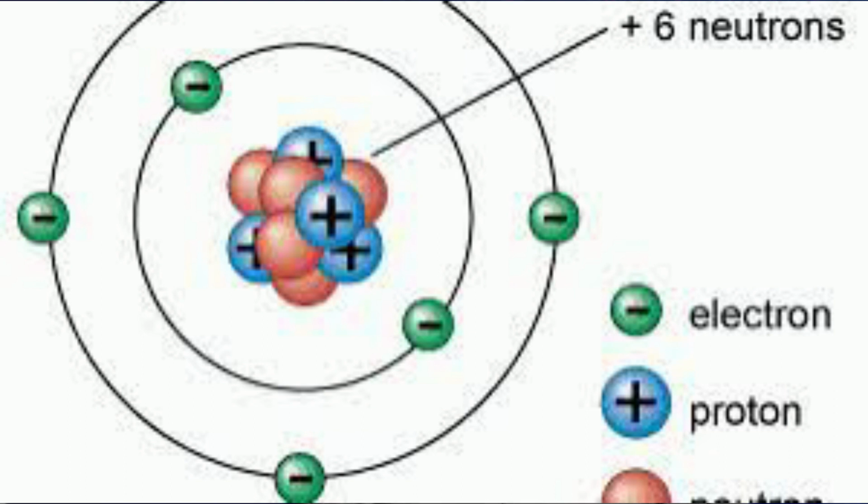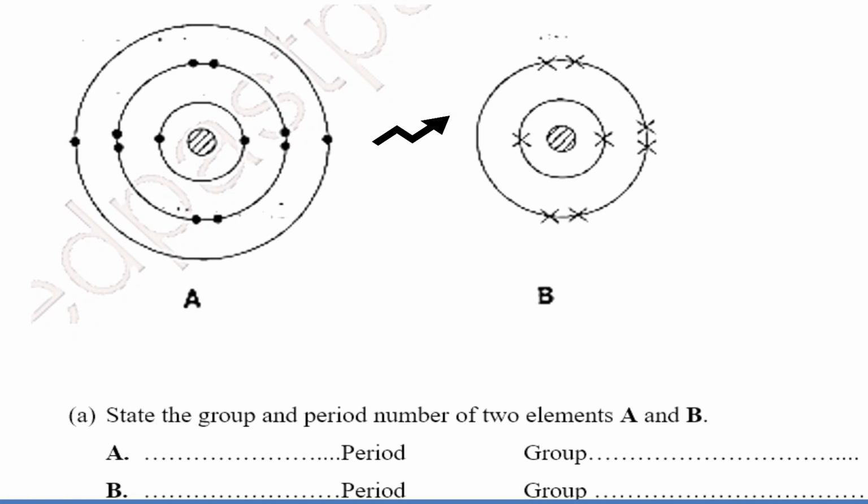For us to know the group number, we need to look at the number of electrons in the outermost shell, because these are the ones that are involved in chemical reactions. For example, in A, the number of electrons in the outermost shell is 2, and this gives us the group number. So element A is in group 2. For the period, you count the number of shells. In the first shell we have 2 electrons, then we move on to the second shell, and then the third shell, so this one is in period 3.